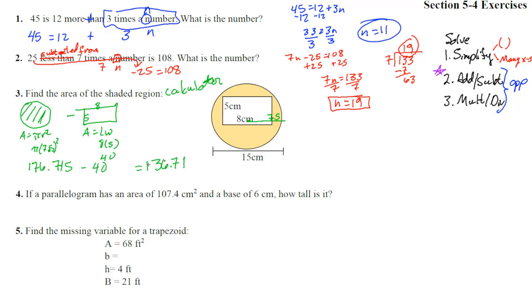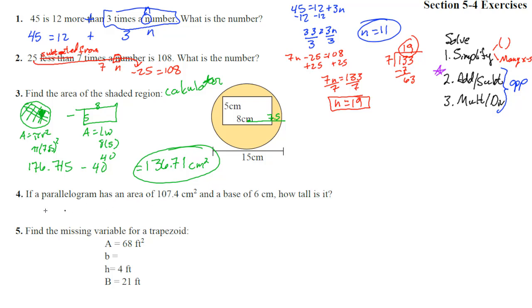Remember, area is these little square patches. So this is in centimeters to the second power. Centimeters squared is the unit. And there we go. Number 4.